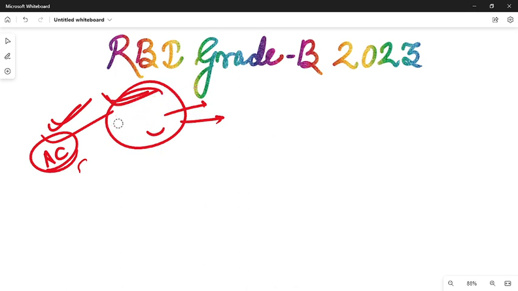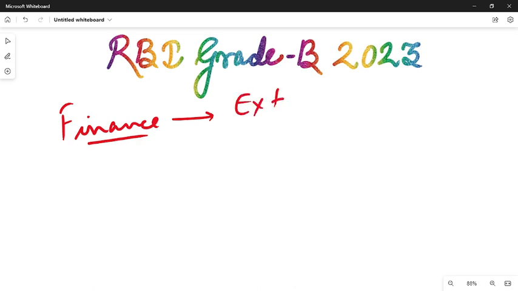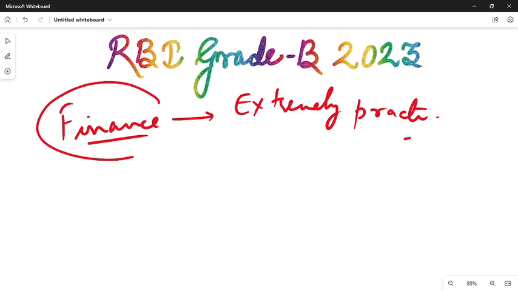The next thing is finance and management. So let's talk about finance first. Many people are not from a finance background and they wonder how to prepare for the finance section. Finance is extremely easy to understand because it's very much practical. It's not only about cramming the theories, it's also about practical analysis.